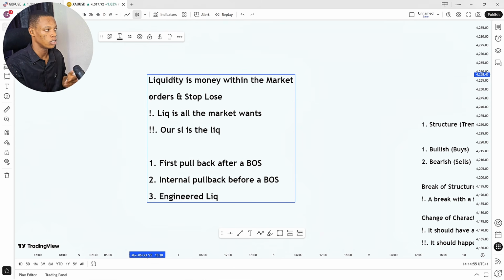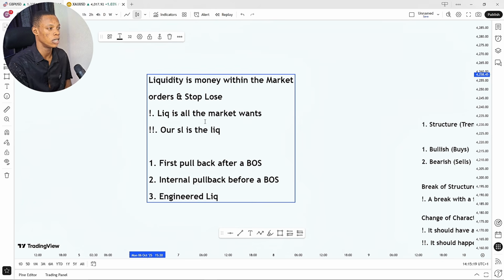Which orders? You enter a position, you enter a trade, your money is now in the market. If the money is still in your trading broker, you didn't take any trade, it's still your available equity, you can easily withdraw it. But as far as you are now in a trade, your money automatically becomes liquidity available to the market. Now, if the trade goes against you and hits your stop loss, you're going to lose money. And liquidity is all the market wants.